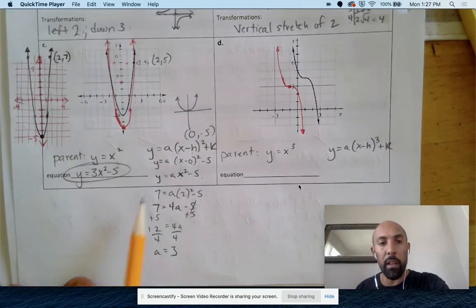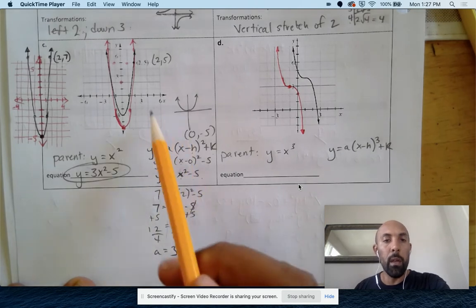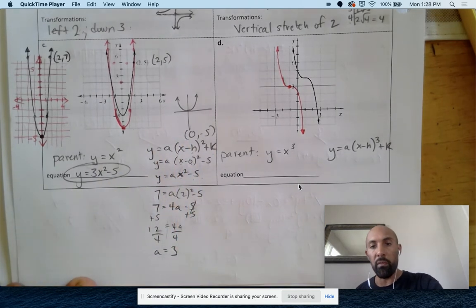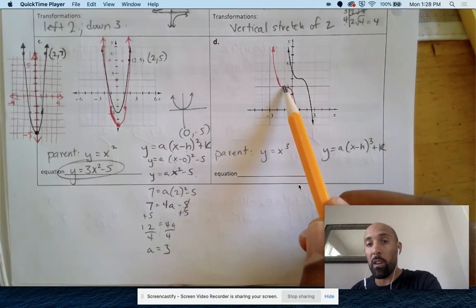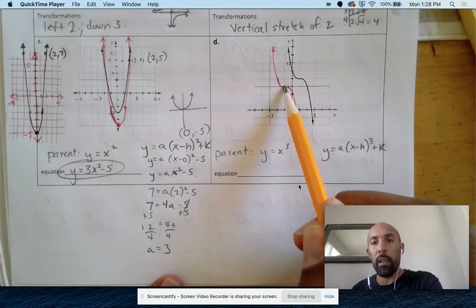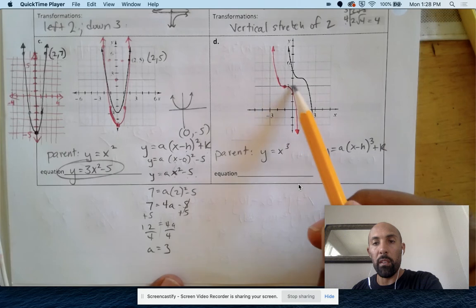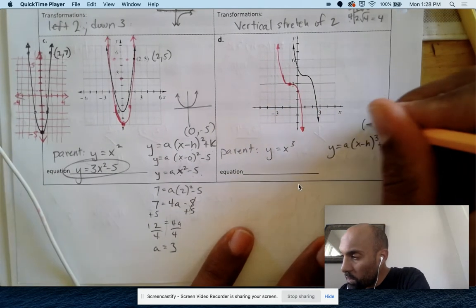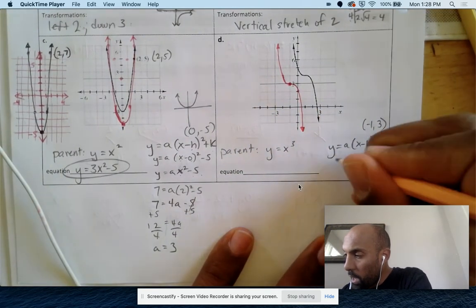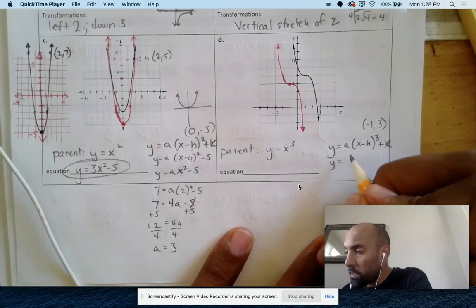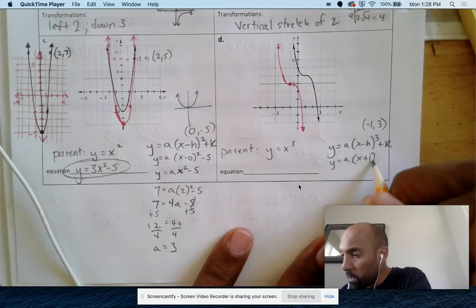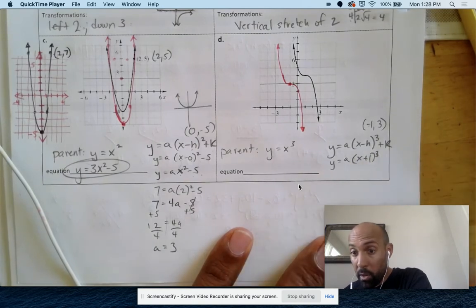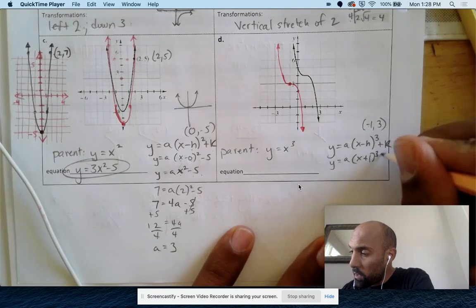So basically I had to do a little legwork in figuring out the a value, but the vertex part of it is the easy part to find. Okay, so now same thing here. So here's my locator point, as we call it, for the cubic function. And it's right here at -1 and 3. And remember, with the x value in these, I want to change that. So if that's -1, I should put +1 here, x plus 1, cubed in this case. Remember, cubed, not squared. And then here, +3.